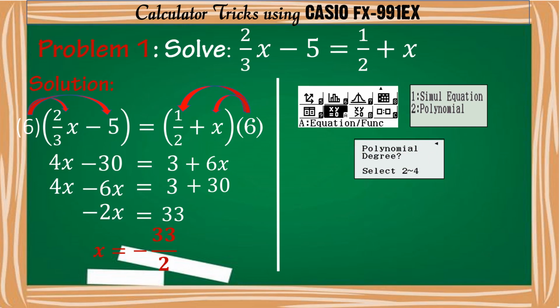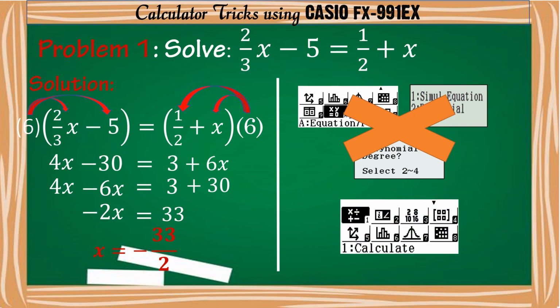Then select a degree. Nakalagay dito degree 2 to 4. Again, linear lang ang given natin. So meaning, hindi natin gagamitin ang function key na ito. We can only use this for degrees 2 to 4, quadratic, cubic, and quartic equation. This is one of the limitations of this calculator. So, paano natin ito isosolve? So, gagamitin lang natin yung calculate. Press menu, then 1.